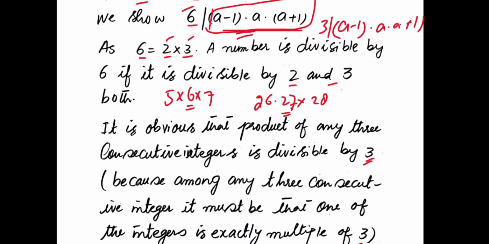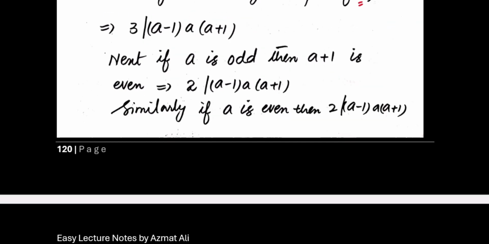Next, I will show that this product is also divisible by 2. Next, if a is odd, then a plus 1 is an even integer. So it must be that 2 divides this product, because when a is odd, then a plus 1 is even. If a plus 1 is even, then this whole product is even. So this product is clearly divisible by 2. Similarly, if a is itself even, then there is nothing to prove, 2 divides this product.